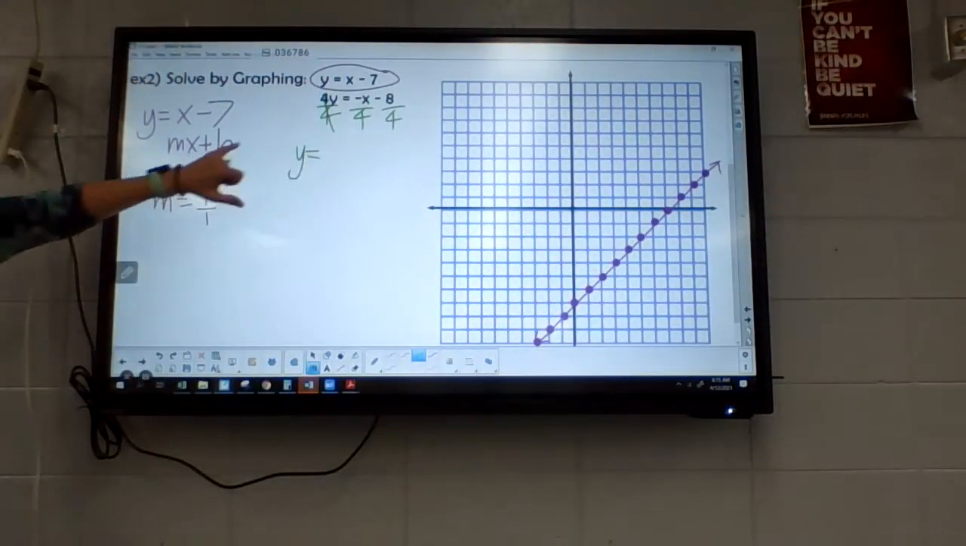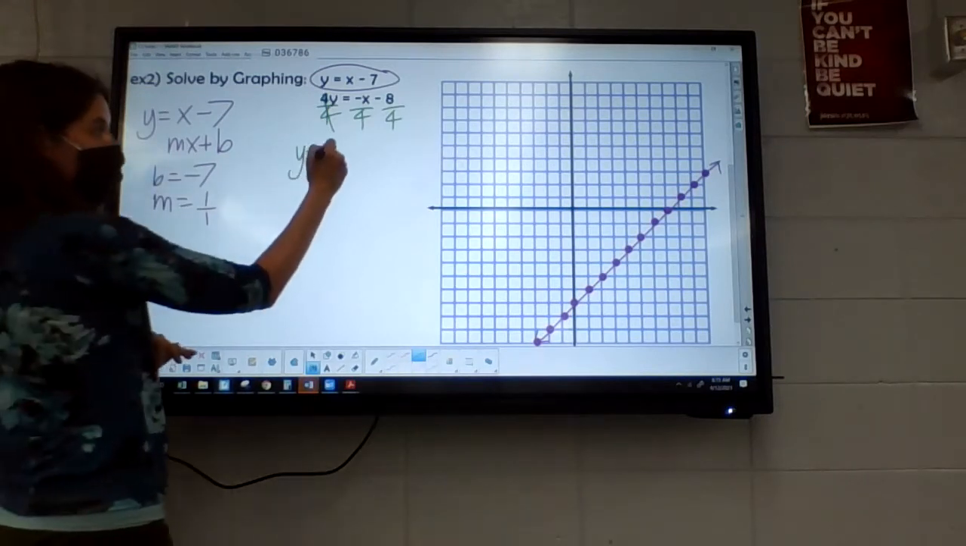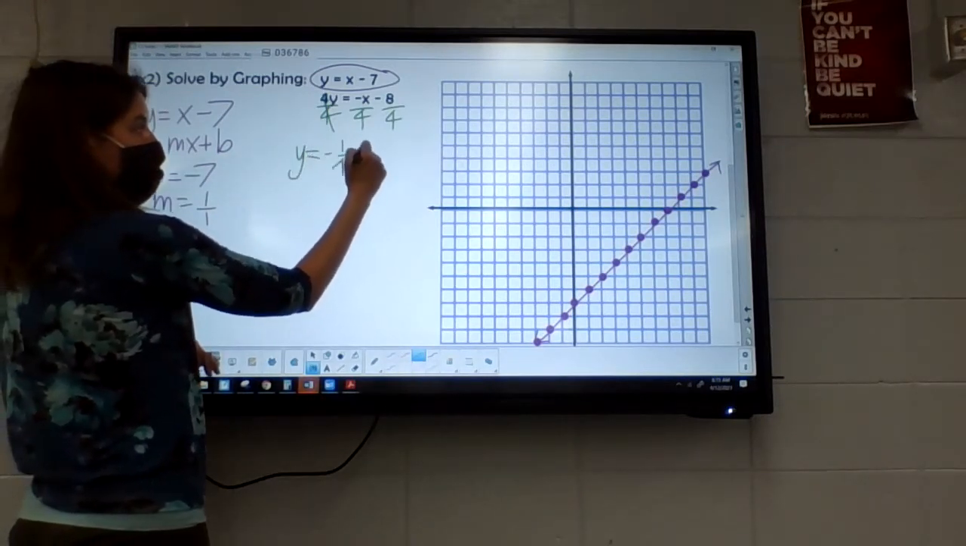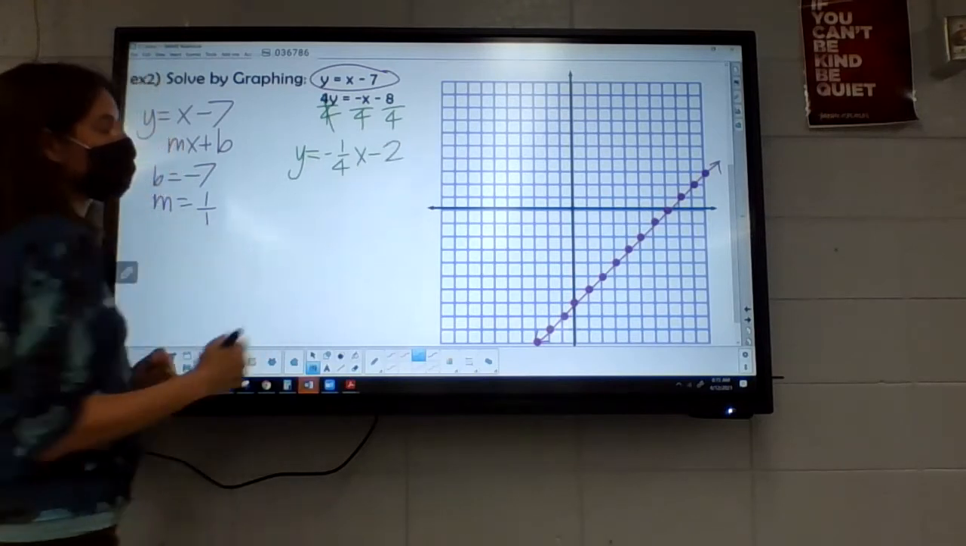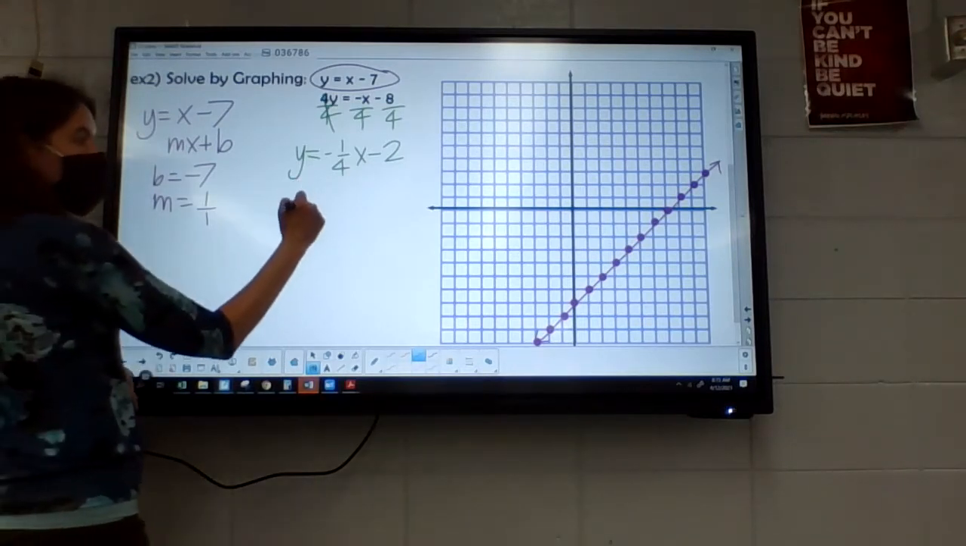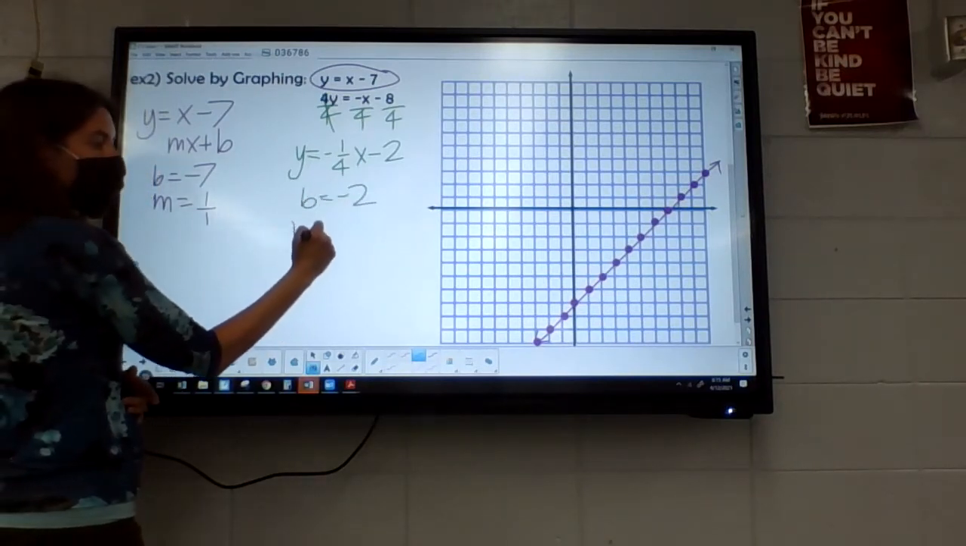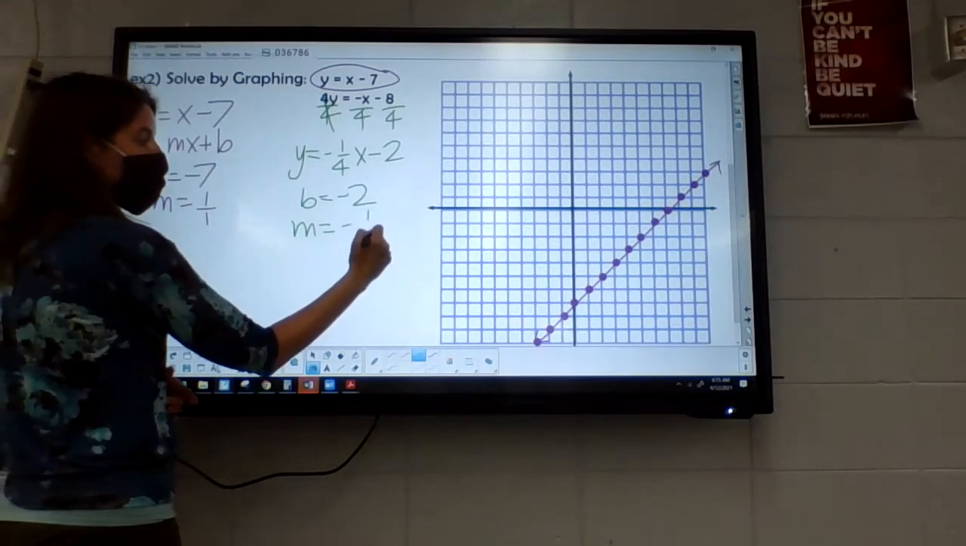Now careful, that -x over 4, I'm going to call that a -1x over 4. So my slope is -1 over 4, which again, I like slope as a fraction. It makes it pretty easy to work with. My 8 over 4 is just 2, or -2. So my b in this case is -2. My slope is -1 over 4.